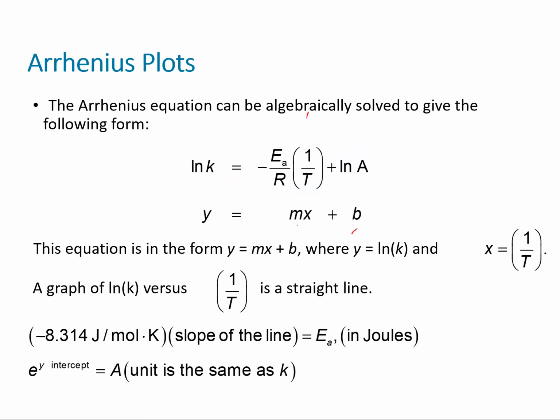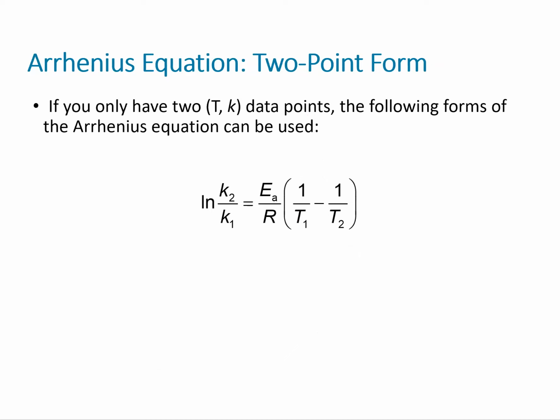Now, this is if you have a bunch of points. What if you have 2 points? Just 2 points. This is the perfect use of this equation for a 2-point. If you have 2 different values of k for 2 different temperatures, just plug them right into here, and you can solve for your activation energy really easily doing this.